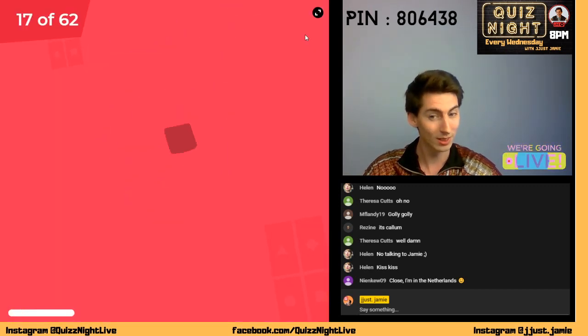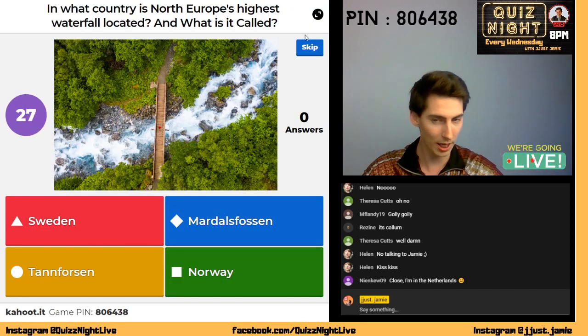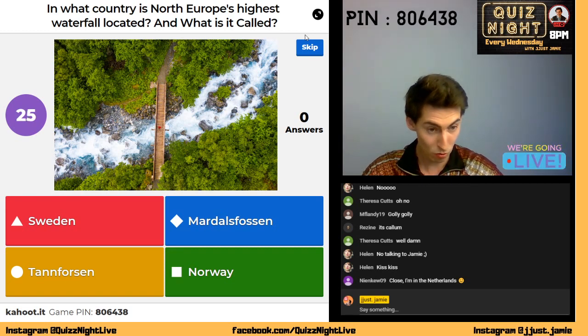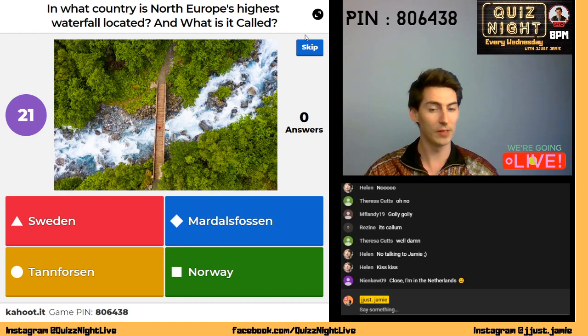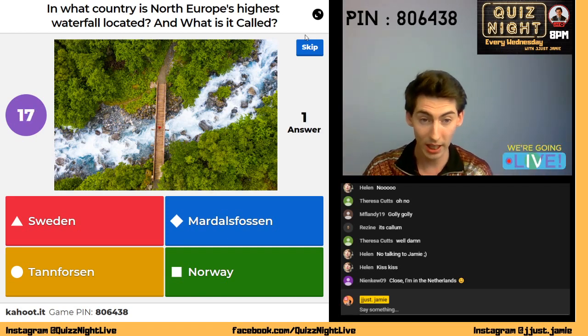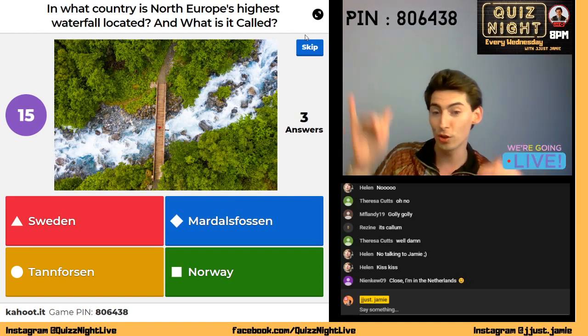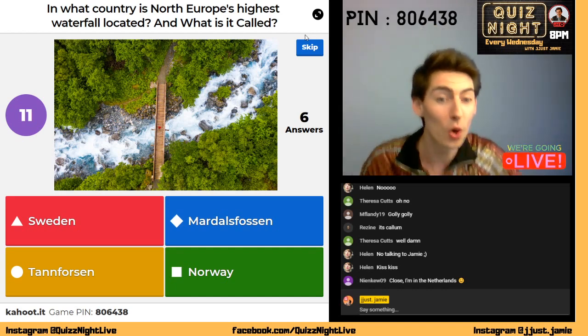Quiz question. Multiple select. In what country is Europe's highest waterfall located? And what is it called? So, clearly there's 2 countries here. Clearly there's 2 names here. So you want to select one of each. If you know what country it is or you know what name it is, just select what you know because you will get some points rather than no points.